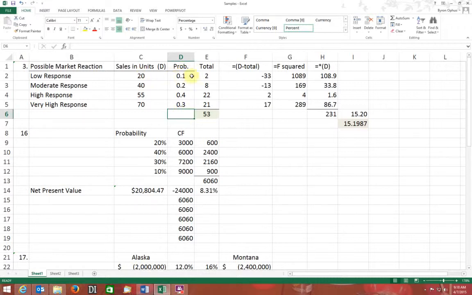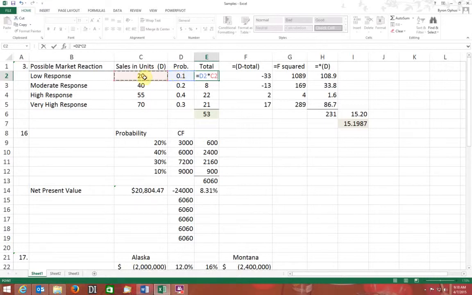So this is simply then we're just taking our probability times our sales, and so simply go boom, and you can do it either way when you multiply probability times our sales. And again, because our references are going to stay the same, we can copy this on down.